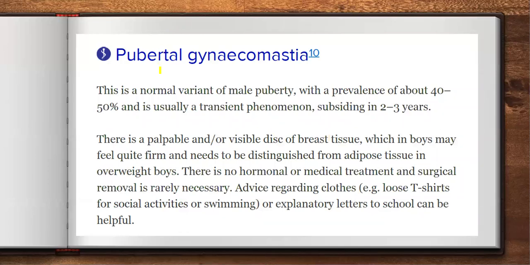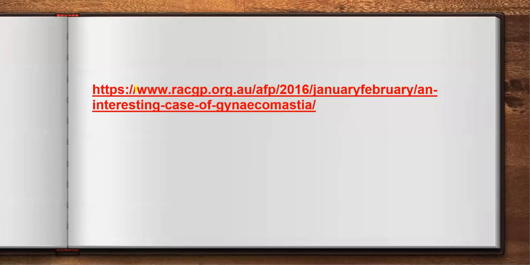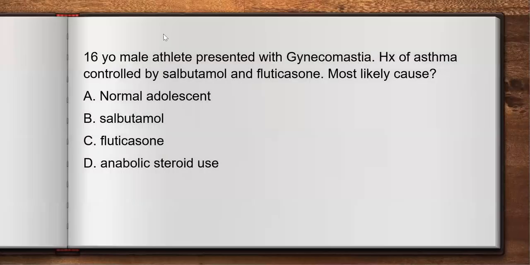What happens here? Pubertal gynecomastia occurs during the male puberty time, and it's a very transient phenomenon. It will gradually resolve within 2 to 3 years. And you will get a palpable disc of breast tissue, which is quite firm to palpate. There is no treatment needed, no surgical removal needed. Just review the patient. Okay, and obviously in the question, they would not give you this male athlete.